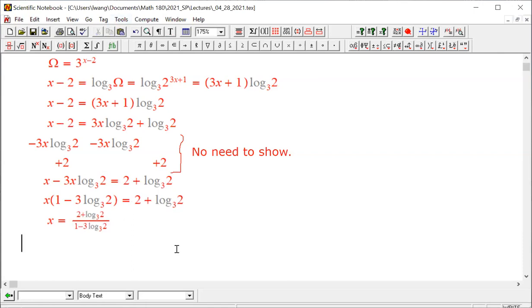Different looking solution, isn't it? Are all these solutions the same? Absolutely. You can convert one to the other using the change of base formula. Using the change of base formula, you get them to the same place.